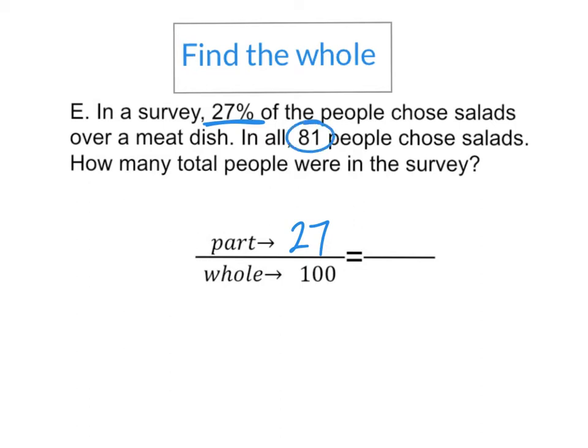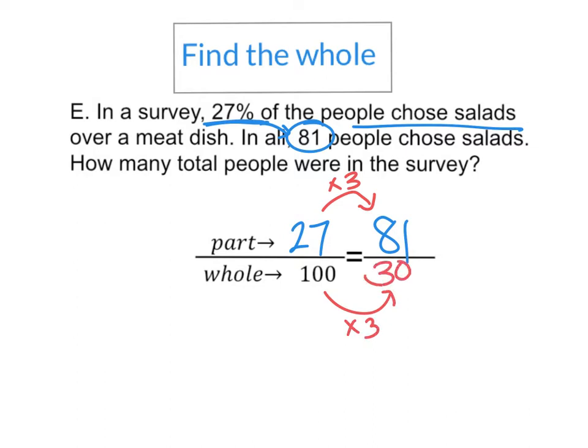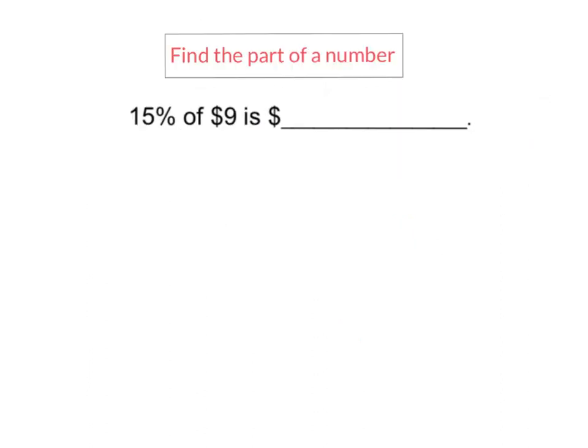It's telling me 27% chose salads, and that number is 81 people, so that matches up. So I'm going to use my mental math, or if you need to pop open your calculator, you can. 27 times 3 gets me to 81. So I'm going to do 100 times 3. That means 300 total people were in the survey.